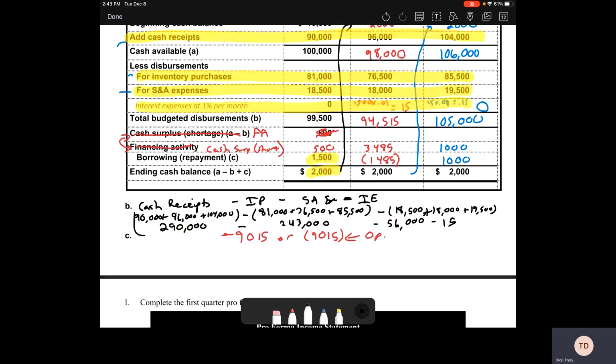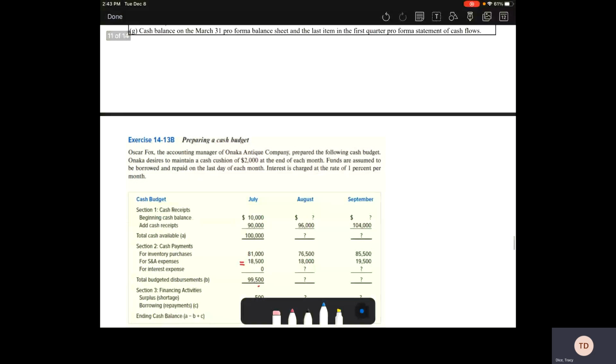So for part C, we've got $1,500 that we borrowed. We paid off $1,485, and then we borrowed another $1,000. So when we add that all up, we find that we end up with a net cash inflow of $1,015 for financing activities. And that is problem 1413B.